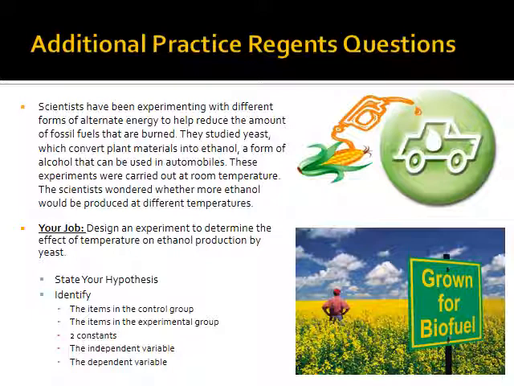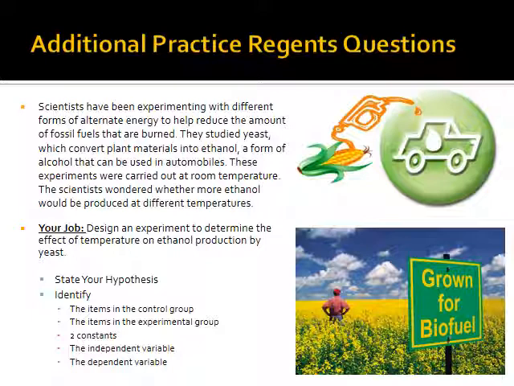Okay, so we're going to end this review session with 2 additional practice questions. One will be experimental design, and the last one will be a graphing question. So this question states, scientists have been experimenting with different forms of alternative energy to help reduce the amount of fossil fuels that are burned. They studied yeast, which convert plant materials into ethanol, a form of alcohol that can be used in automobiles. These experiments were carried out at room temperature. The scientists wondered whether more ethanol would produce at different temperatures.